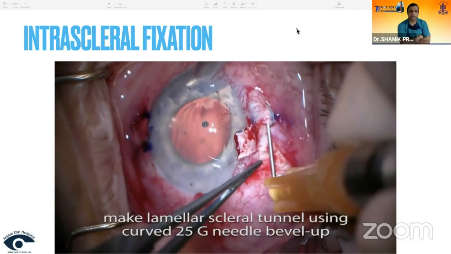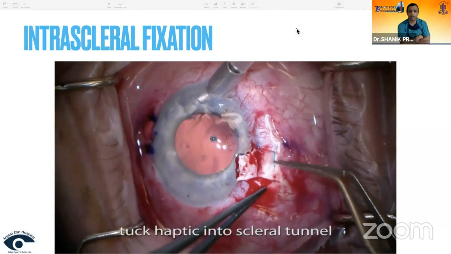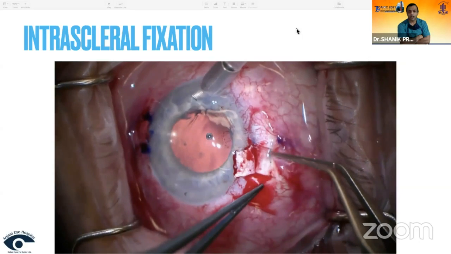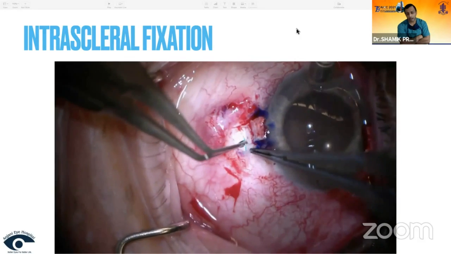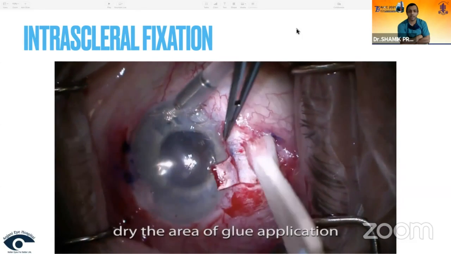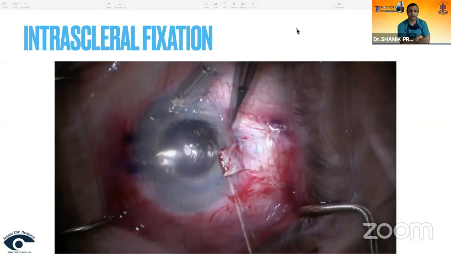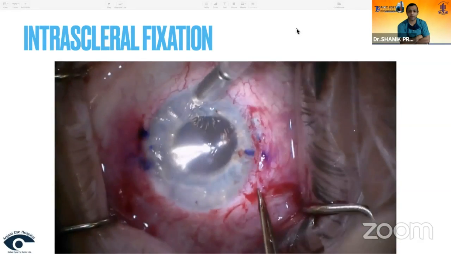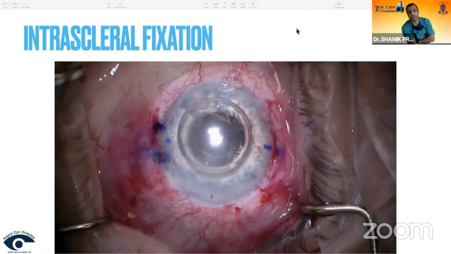Once we have externalized both the haptics, we make a small lamellar tunnel with a 26 gauge needle, and the haptics are railroaded into these small tunnels which are made there. Once this is done, the flaps are placed back in position after applying a drop of tissue glue, and then the AC maintainer is removed and the lens pretty much remains stable over there.